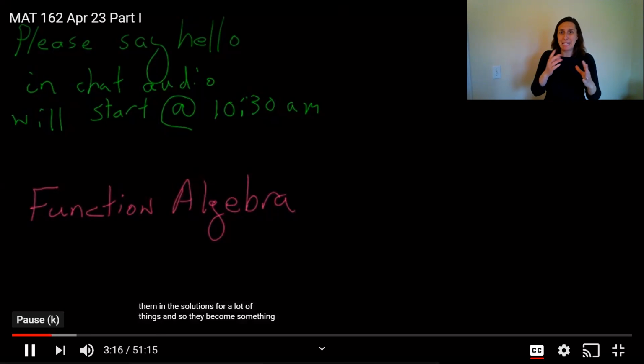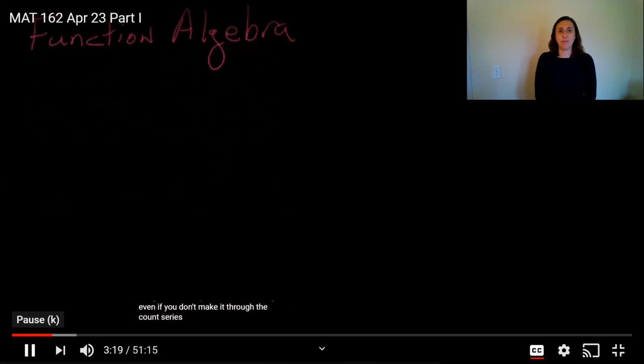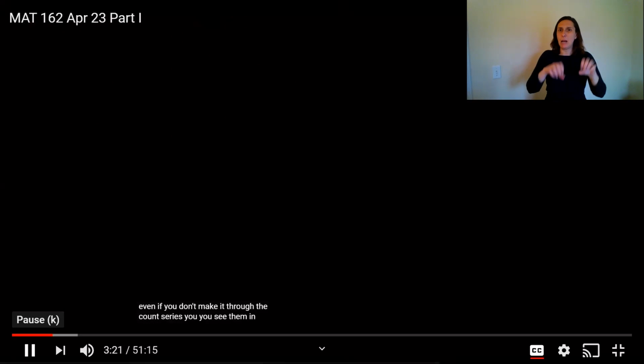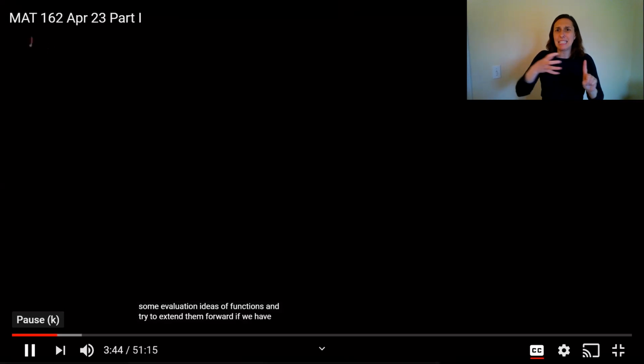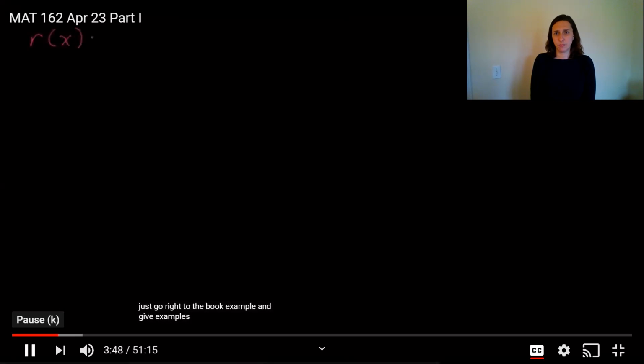And so they become something that even if you don't make it through the calc series, you see them in the formulae that you're supposed to work with. So what we're going to do is work on the idea of combining functions. We want to combine functions together. So we're going to review some evaluation ideas of functions and try to extend them forward. I'm just going to go right to the book example and give examples of the idea.